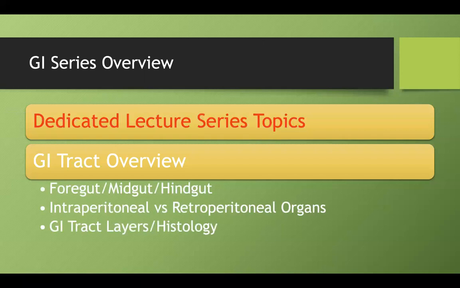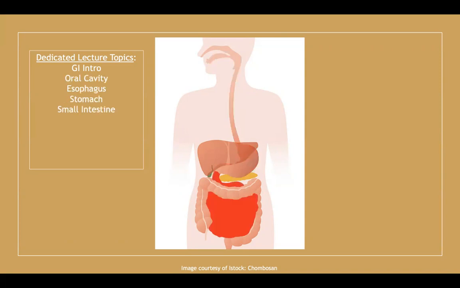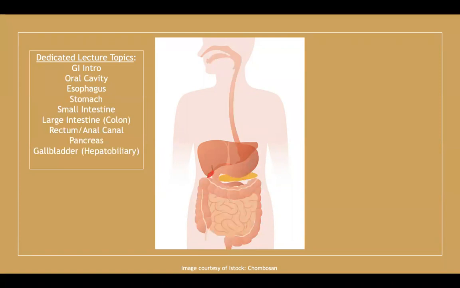So let's go over the 10 lectures that I've been talking about. The first lecture is the one we're in right now. And then after this one, we'll get serious as far as specific organ systems. And that'll include the oral cavity, the esophagus, the stomach, small intestine, large intestine, colon, rectum and anal canal, pancreas, gallbladder, and finally the liver.